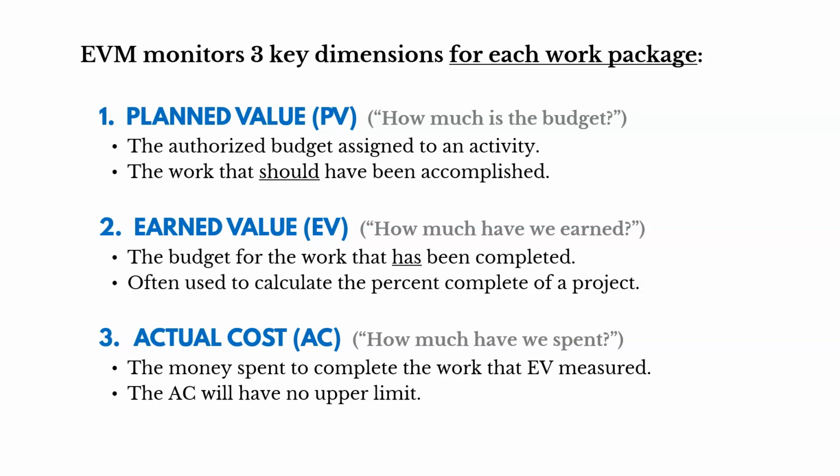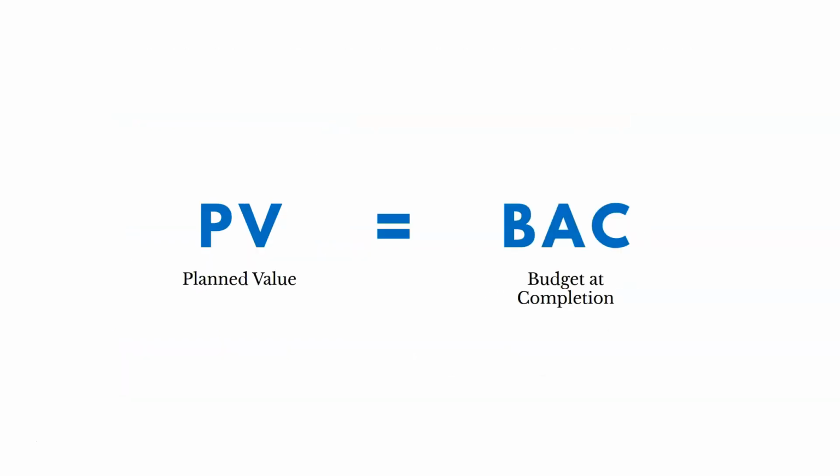Then there's actual cost. This is what we actually spent to get the work done that we're measuring in EVM. The actual cost will have no upper limit. Whatever is spent to achieve the EV will be measured. In an ideal world, all of these are aligned: planned value equals earned value equals actual cost, but that's rarely the case. So we're looking at all three of these at the same time. And we already mentioned that planned value, the total for all the activities, is going to equal our budget at completion.